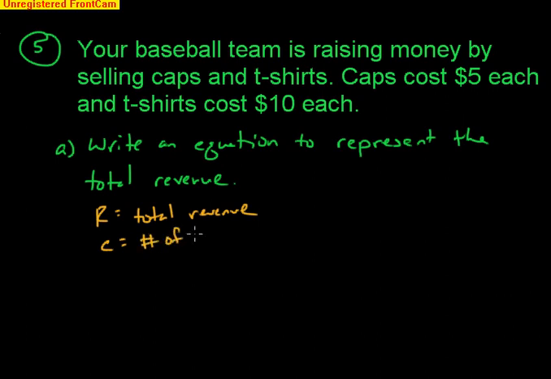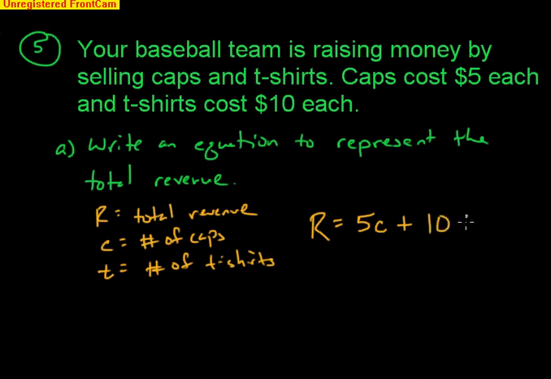C for the number of caps sold. So number of caps. And we'll let lowercase t be the number of t-shirts. There's our 3 variables. So the revenue, how much money you make, is going to be equal to the cost of a cap times the number of caps sold plus the cost of a t-shirt times the number of t-shirts sold. Here is your revenue equation.